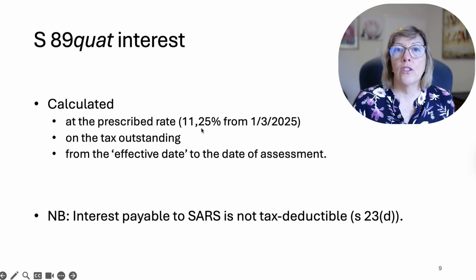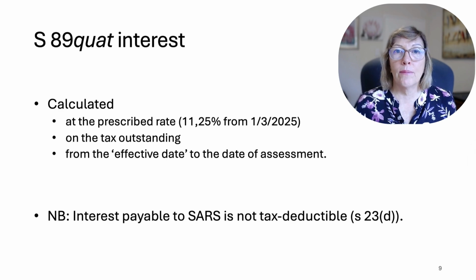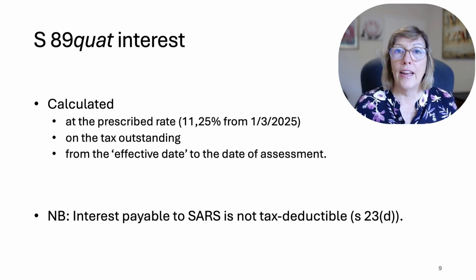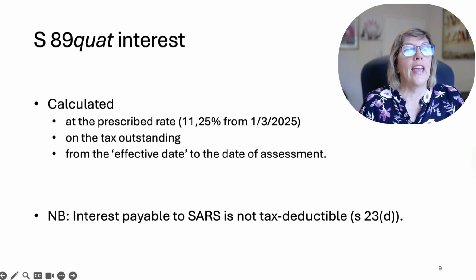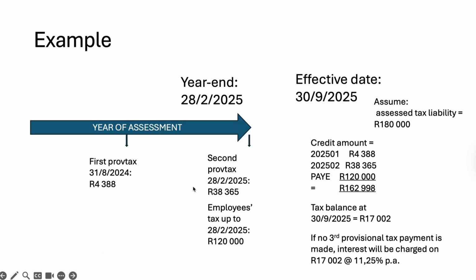If there was 200,000 Rand tax, let's say your final tax assessment is 800,000, up to your effective date, let's say you're an individual, up to the end of September following your year end. You've paid first, second, and third provisional tax payments amounting to 600,000, and employees tax as well, 600,000. So there's 200,000 Rand tax that you think, well, I'll settle that on assessment, but it's going to carry interest at 11.25% from the day after the effective date up until the date of the assessment.